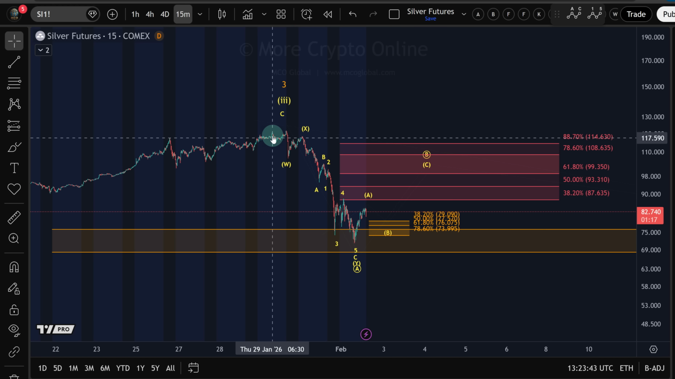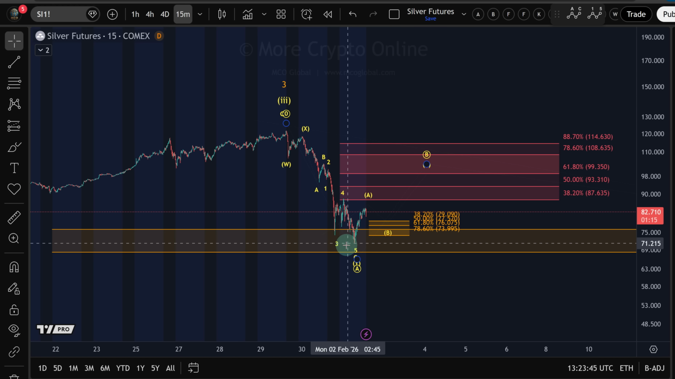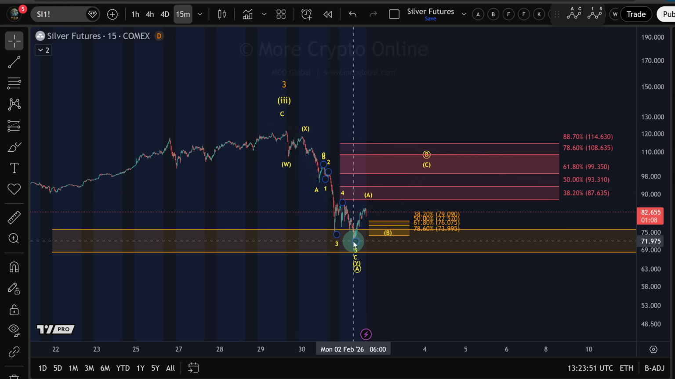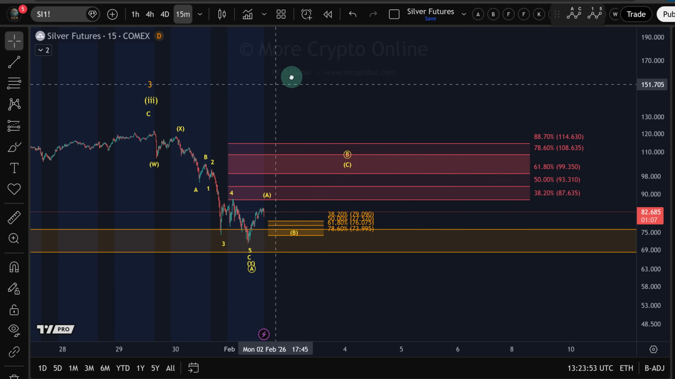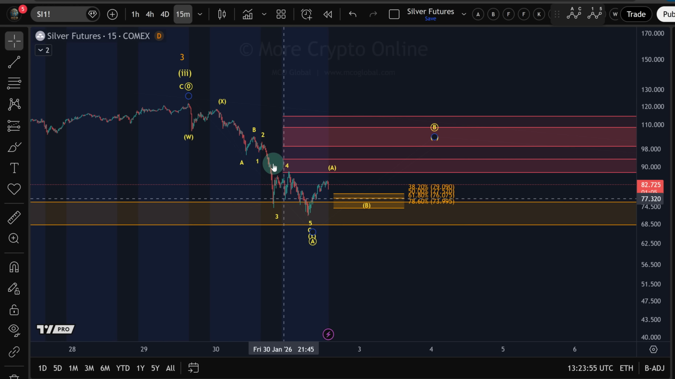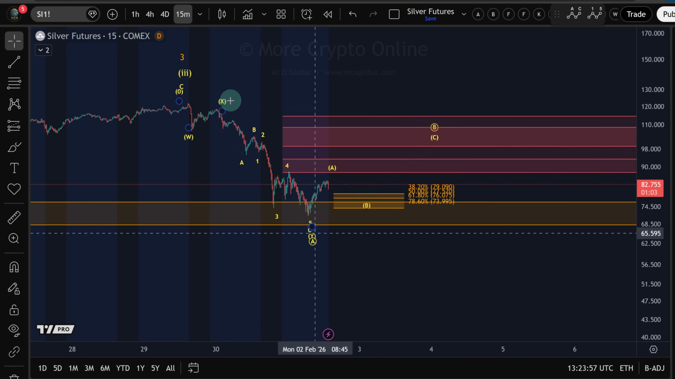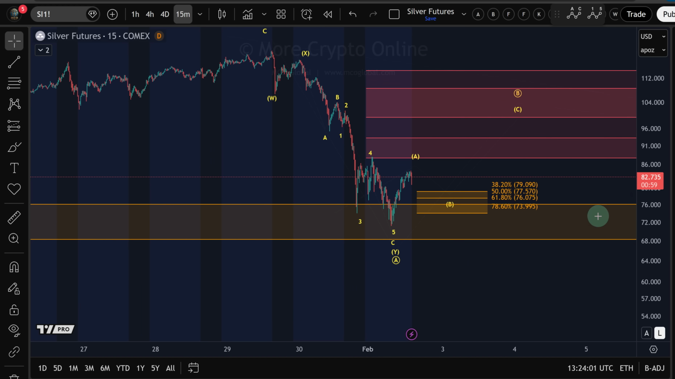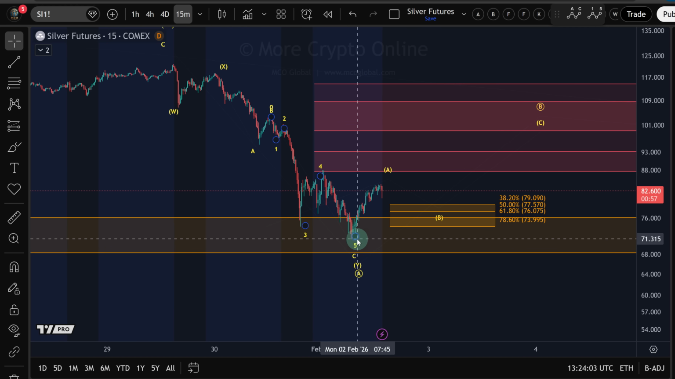So on the silver chart, we've obviously seen here this complex WXY correction. I shared with you in the previous update this detailed micro count, and I explained to you that the C wave within our wave Y in this correction might even get one more low. In fact, that one more low happened overnight.